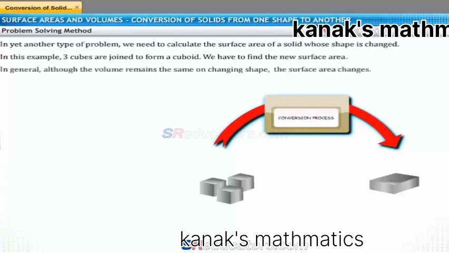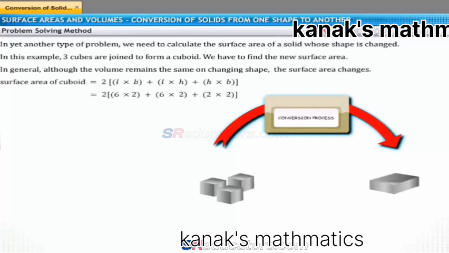When a solid changes shape, even though the volume remains the same, the change in geometry of the shape causes the surface area to change. We will use the standard formula to calculate the surface area for the resulting cuboid, which works out to 56 square centimeters. It is interesting to compare the areas for the initial and final shapes.